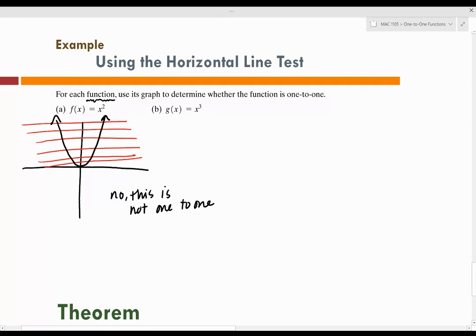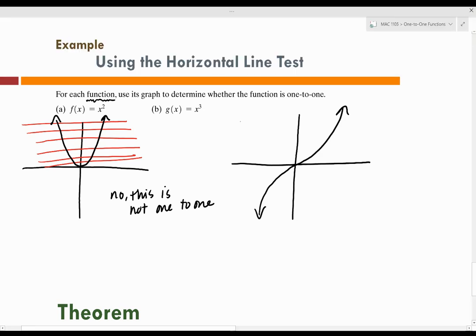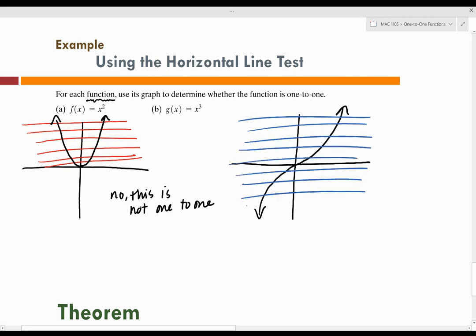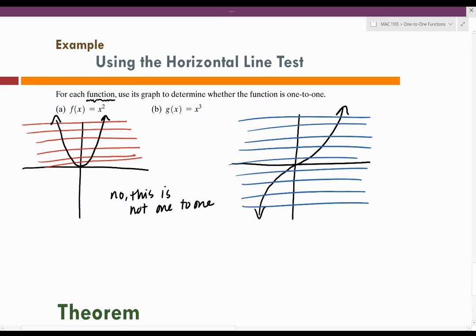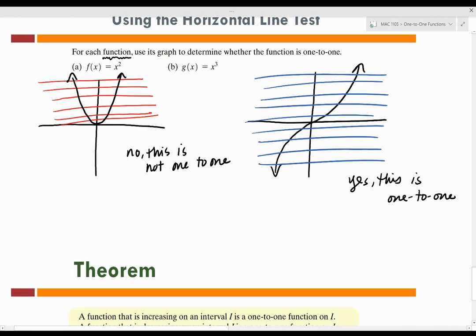If we look at the second picture in B, we have f of x equals x cubed. Remember, that kind of looks like a snake, is what I call it. Let's see if it passes the horizontal line test. If I draw horizontal lines across my graph, we're good. Each one of those horizontal lines only touches my graph in at most one place. So I could say yes, this is one-to-one. I hope by now you feel a little comfortable using the vertical and the horizontal line test.